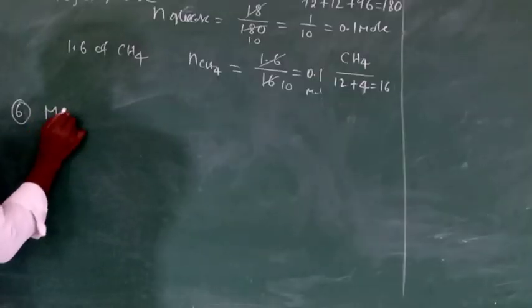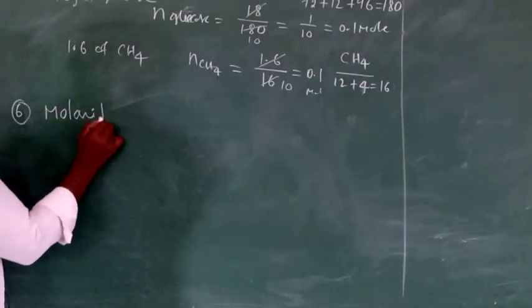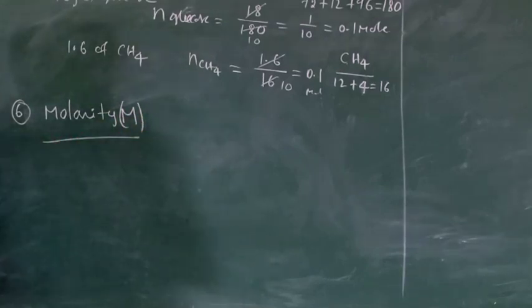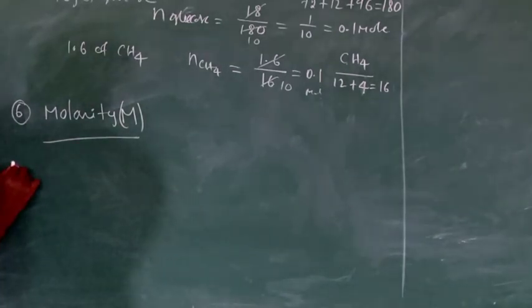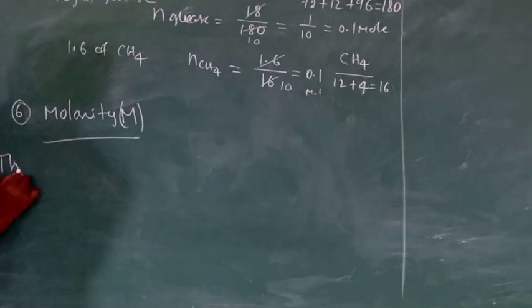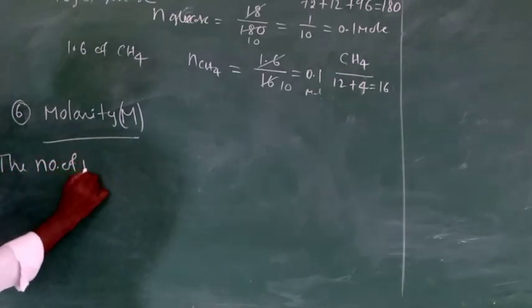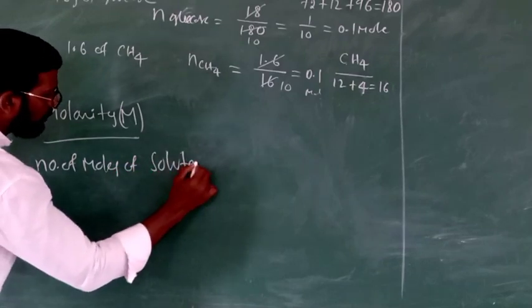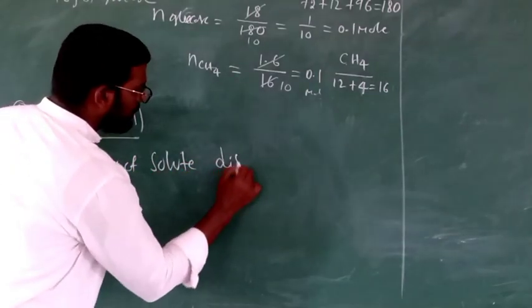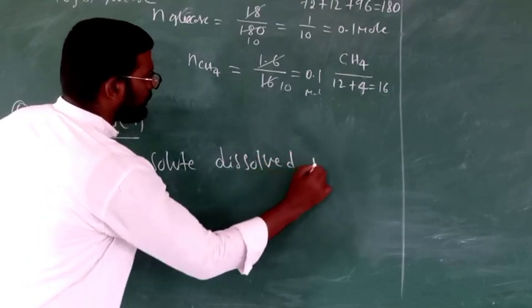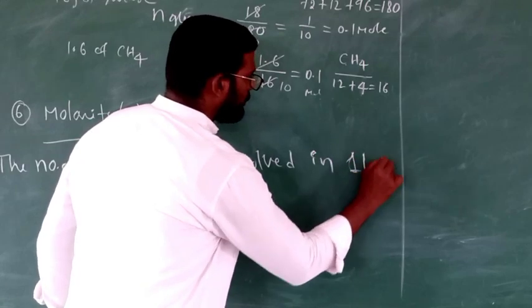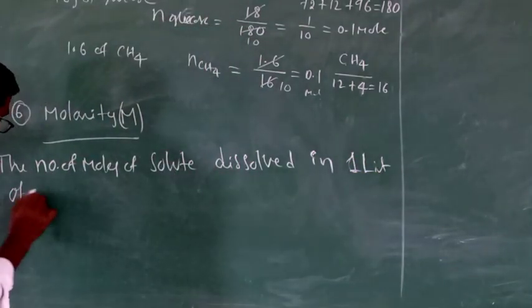A sixth method is molarity. It is represented by the symbol capital M. So what is molarity? First let us see its definition. The number of moles of solute dissolved in 1 liter of solution.